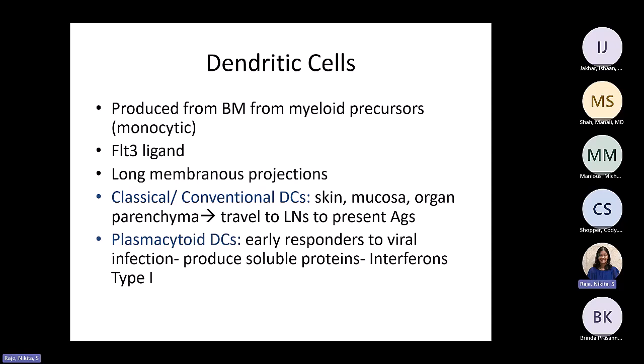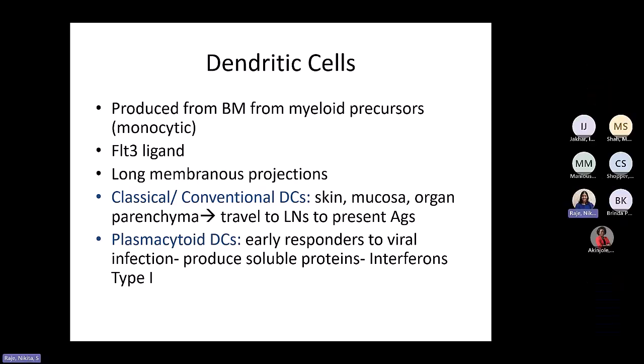So classical or conventional dendritic cells are antigen presenting cells. These are classical or professional antigen presenting cells. Where are they? They are present in skin and mucosa and organ parenchyma, and they are waiting to see if they come across an antigen that they can present to the T cells. So they take that information from the tissue of what kind of antigen and where it is coming from and where it is located, travel into the lymphatics to the lymph nodes, and then they present that antigen to the T cells.